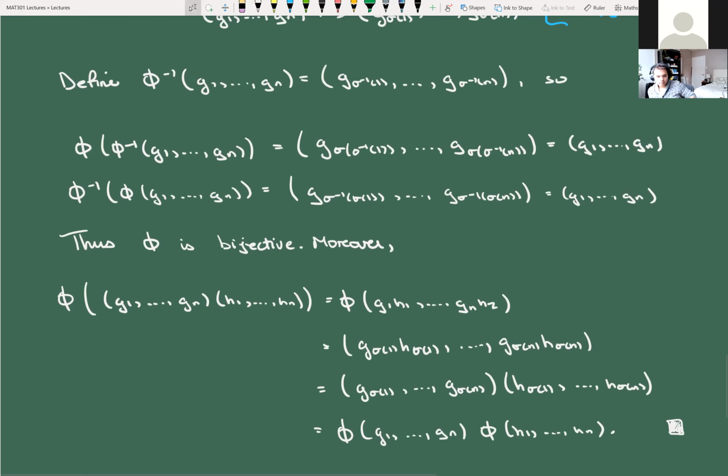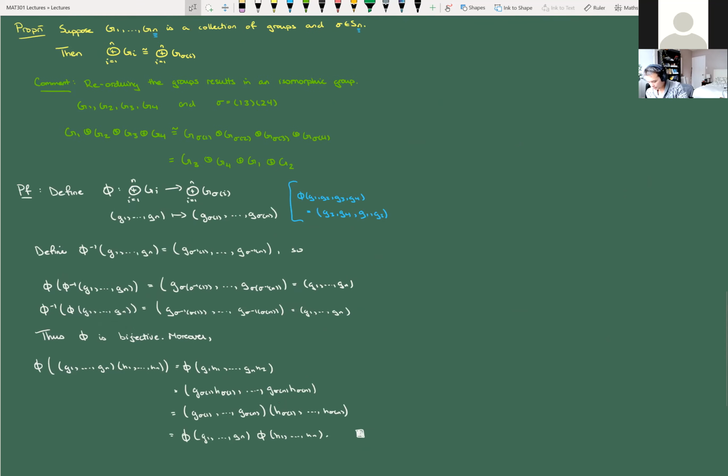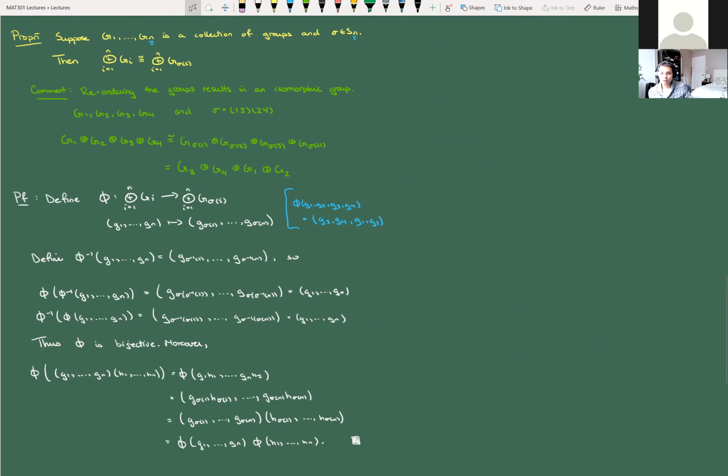Okay, so hopefully that's not too bothersome. Basically, the claim is, like I said, you can just reorder the terms of a direct product however you like, and you get something that's isomorphic. Strictly different, but isomorphic. Okay?